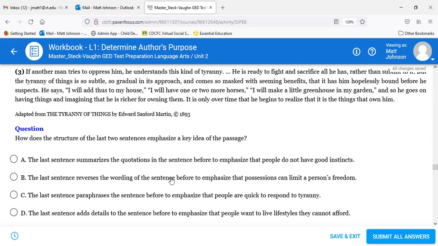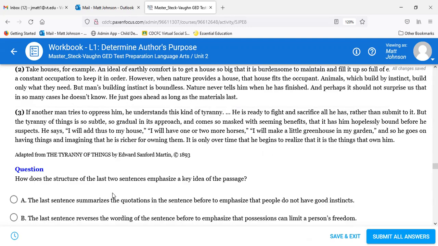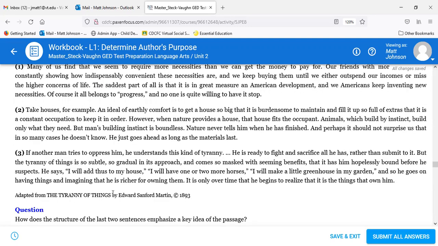This last sentence reverses the wording of the sentence before to emphasize the passage. Sometimes I do that a lot. It's just trying to think about a different way you could say the same thing to help make a point. It's just one of the things we can do to help people understand.